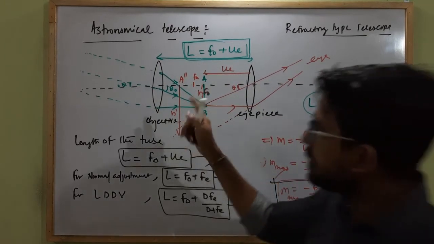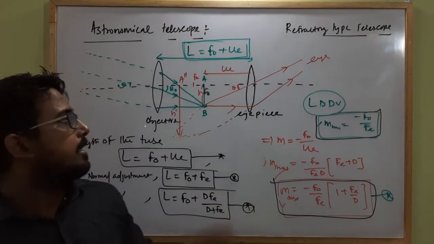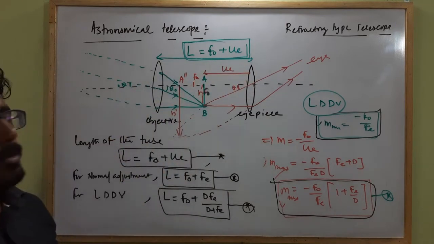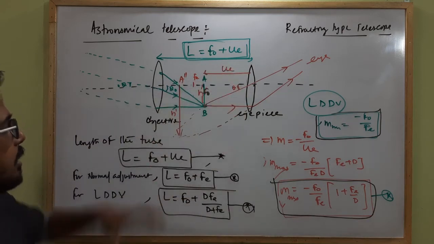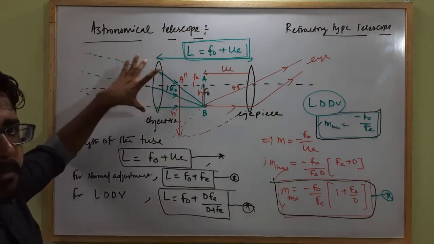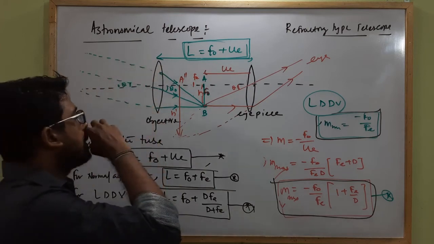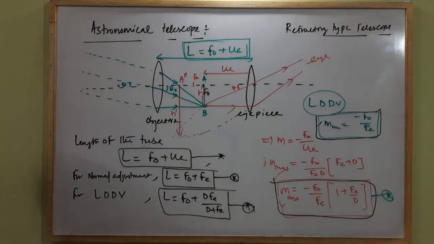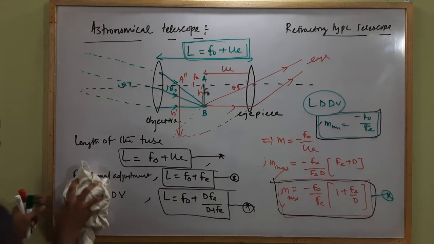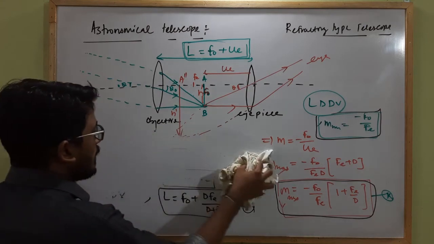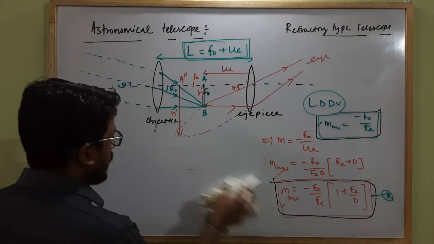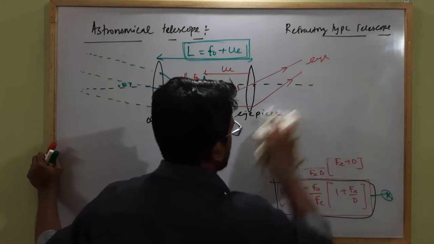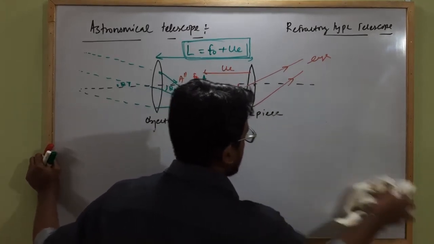But as the objective is made up of a very large aperture and a very large lens, there are some drawbacks of using this type of telescope, the refracting type telescope. What are the drawbacks? As the objective is of a very large aperture and very large focal length, there are basically two aberrations observed in this type of telescope. We have to study why the refracting type telescope is not used or has some drawbacks. The drawbacks of the refracting type telescope are spherical aberration and chromatic aberration.